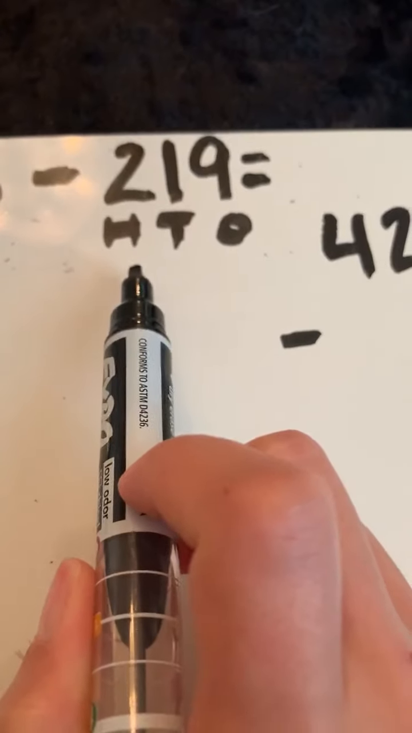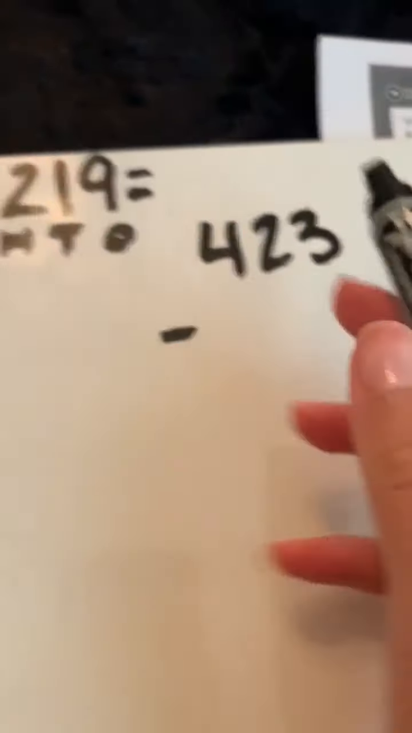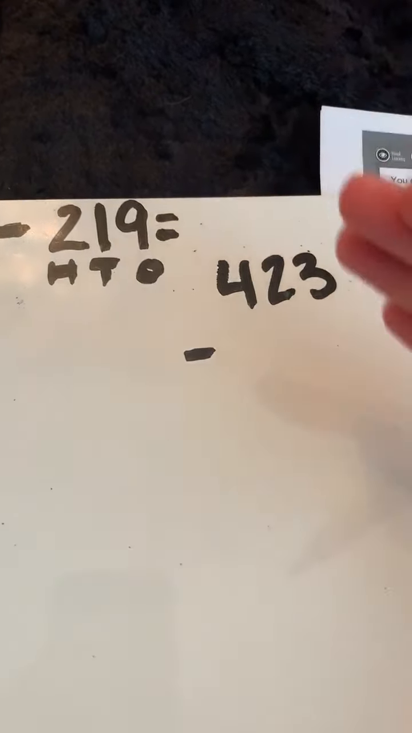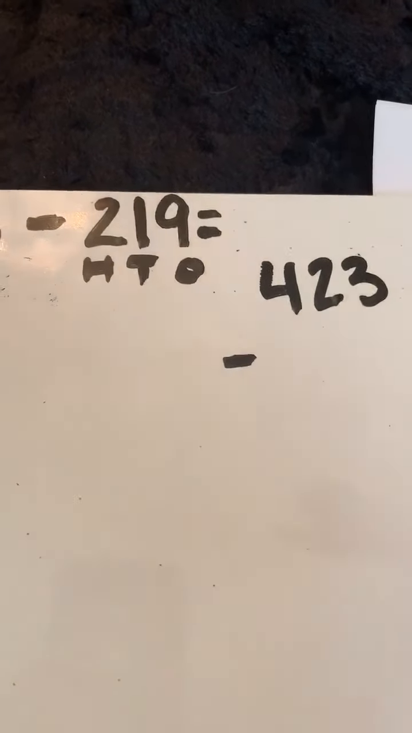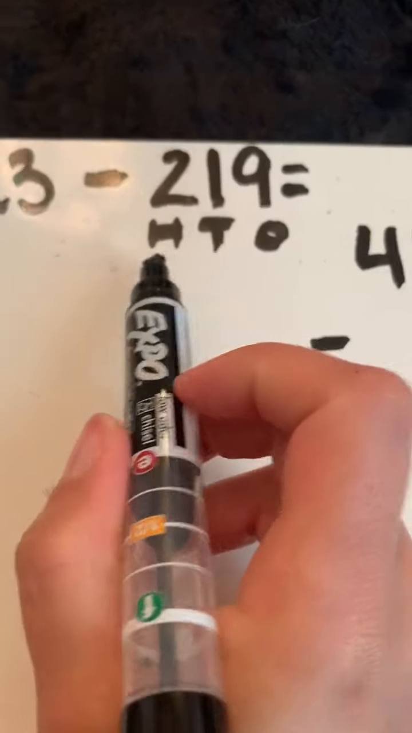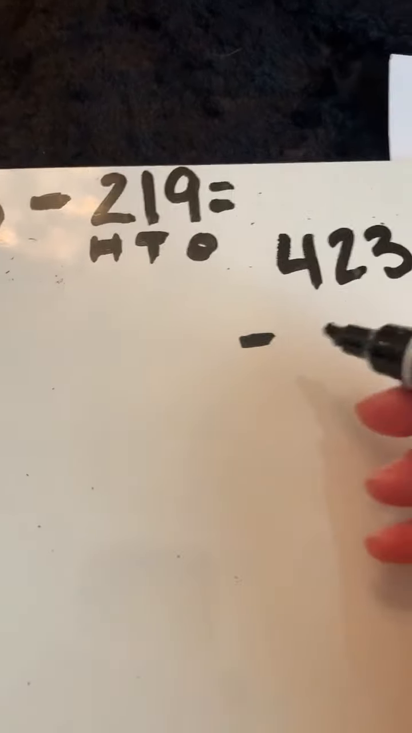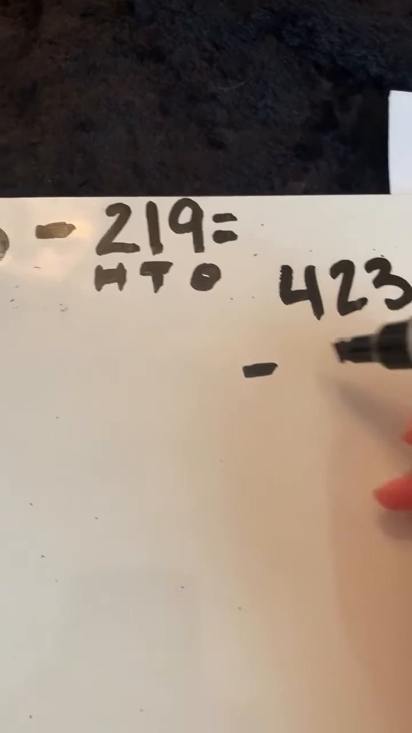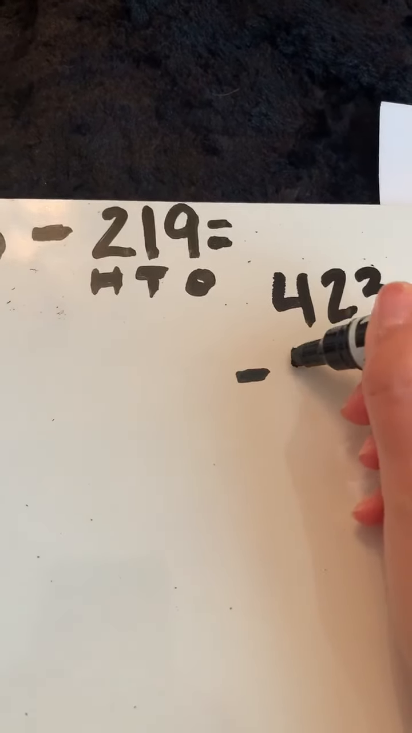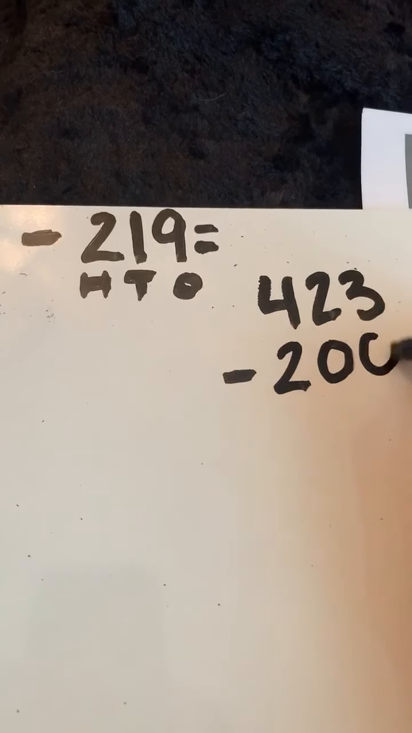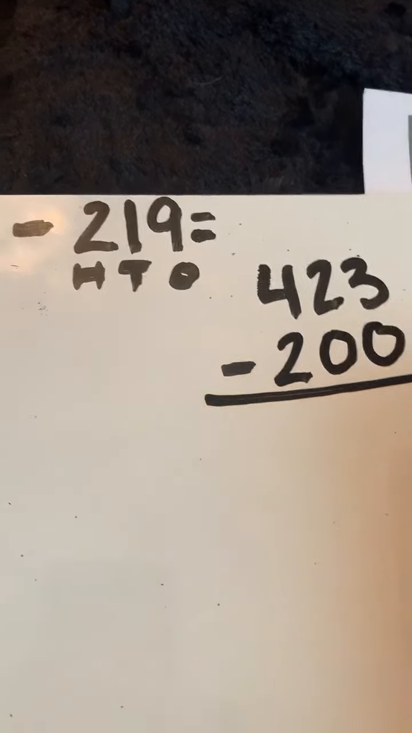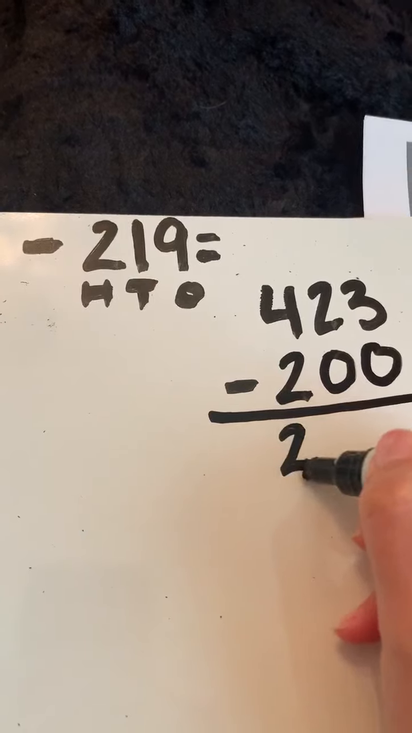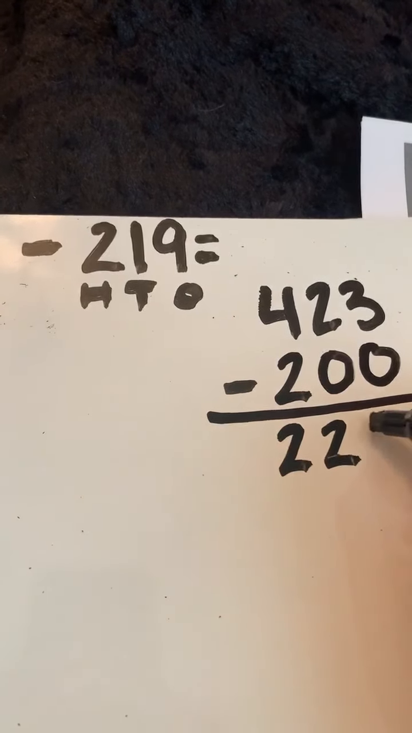And what I'm going to do is I'm going to decompose this number by hundreds, tens, and ones. And I'm going to just stack it. Remember the stacking method? Just add it down vertically. So I'm going to start with the hundreds. I have 200, so I can do 423 minus 200. That gives me 223.